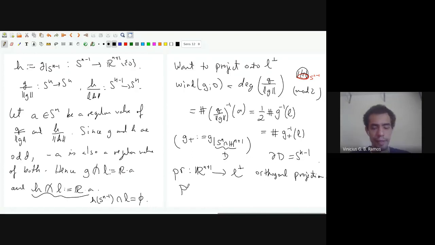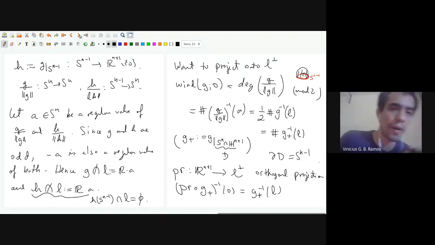Basically, it's easy to see that if you project G plus, and if you actually hit 0, so the pre-image of 0, that's the same as the pre-image of L under G plus, G plus minus 1 of L. That's just because the elements of Rn+1 that are taken to 0 are just everything that's on L, and nothing that's not on the line can get mapped to 0. So now we're almost there.